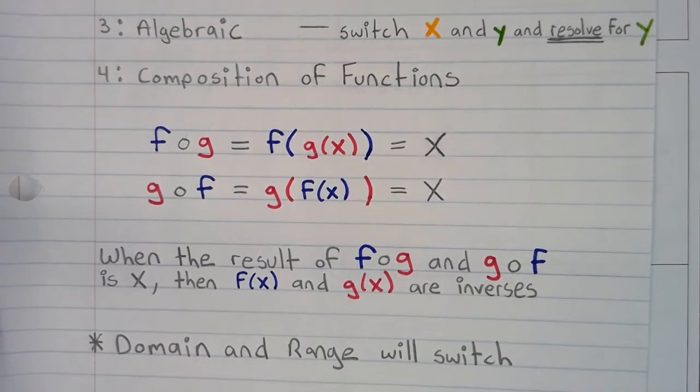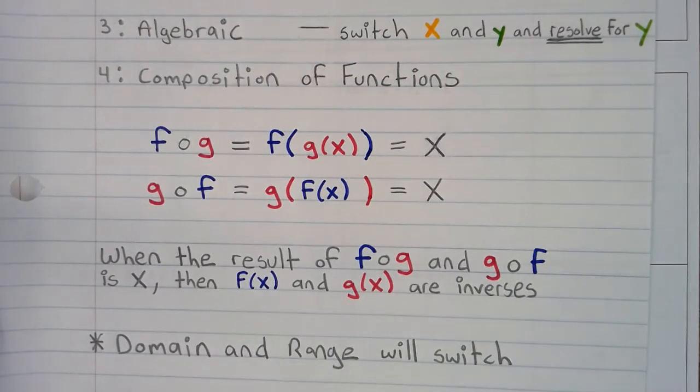use composition functions. When f of g of x is x and g of f of x is equal to x, then we can say f of x and g of x are inverses. And the note, domain and range will switch.